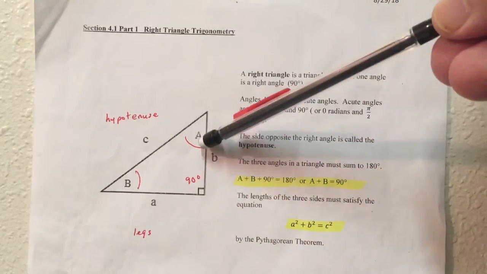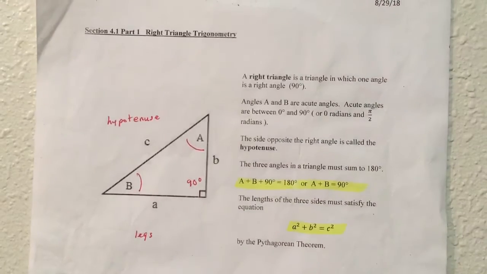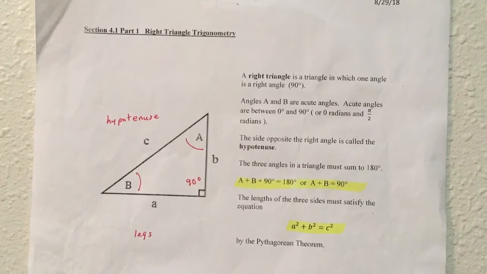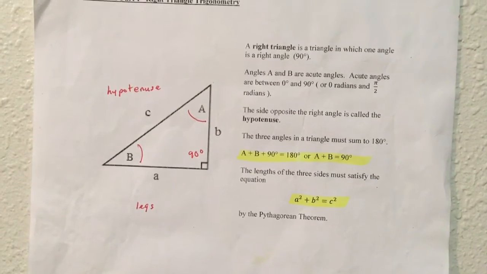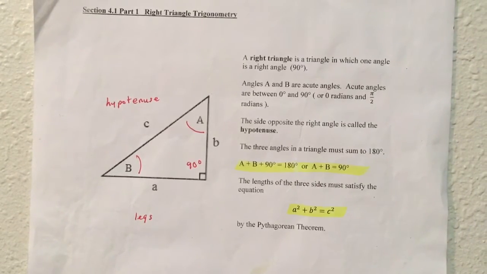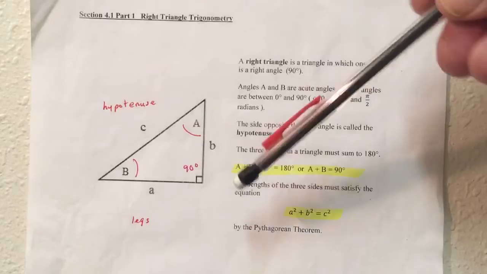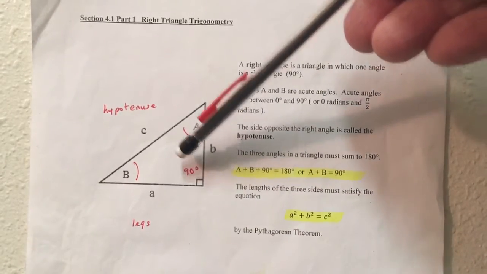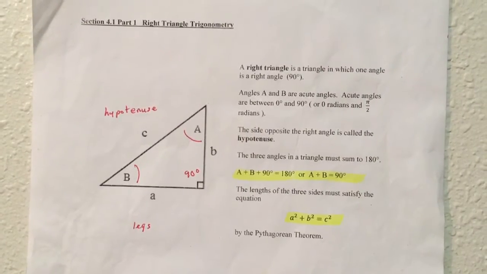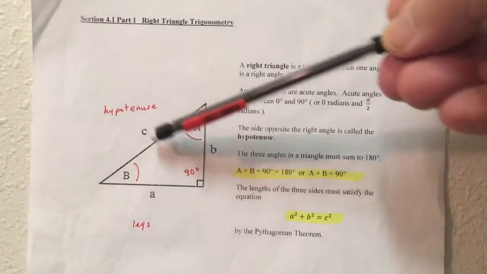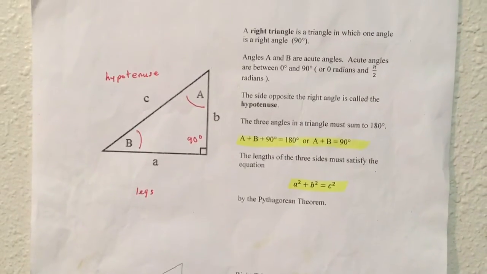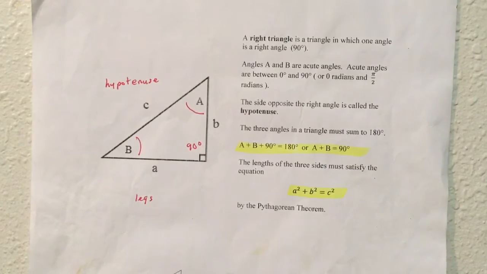The other two angles are labeled A and B in this right triangle, and A and B are both acute angles. That means that the measure for each of those angles is between 0 and 90 degrees. The side opposite the right angle is called the hypotenuse. And A, B, and little a, little b, little c represent the lengths of the three sides of the right triangle.